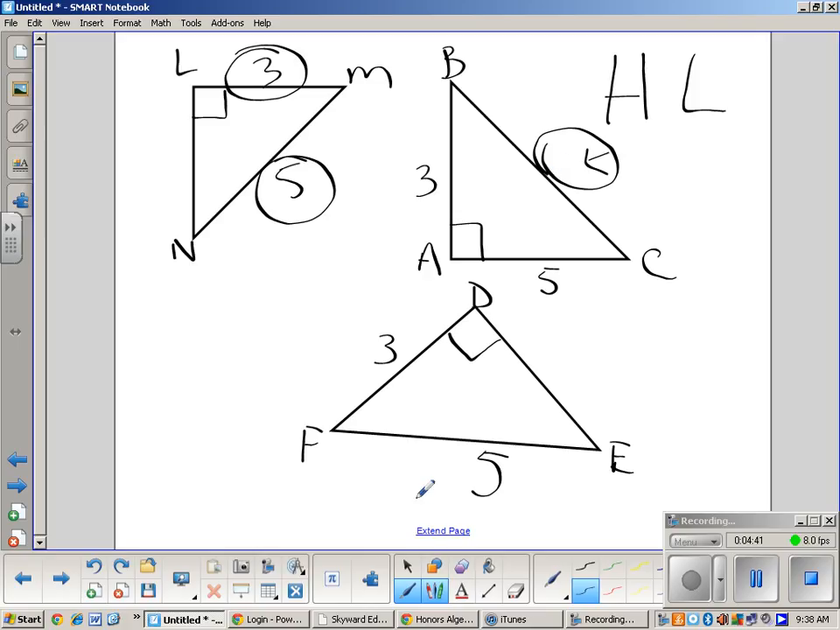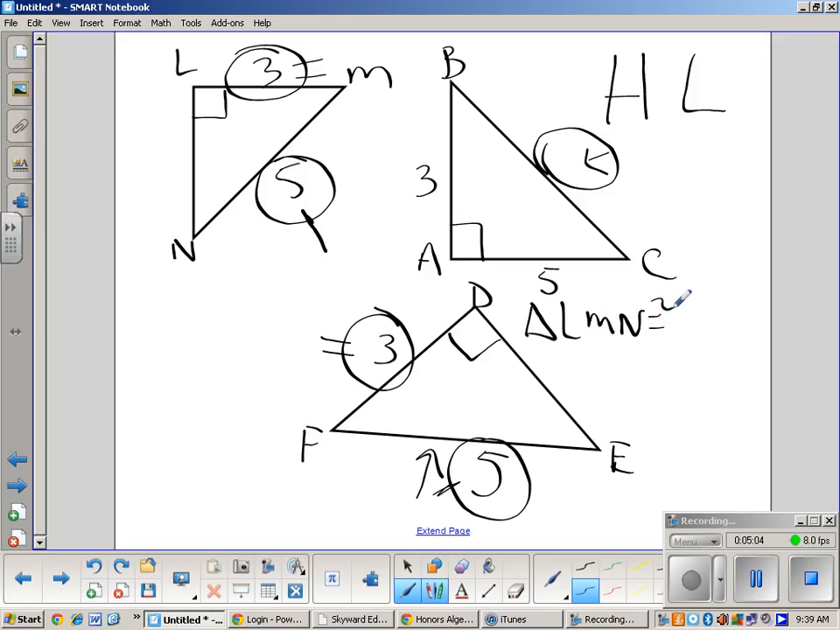Okay, so I'm going to look down here, triangle DEF. My hypotenuse is 5 here. My hypotenuse is 5 up here. These are congruent. One of the legs is 3, so these are congruent. So we could say that triangle, by HL.